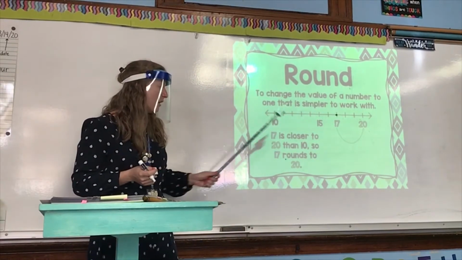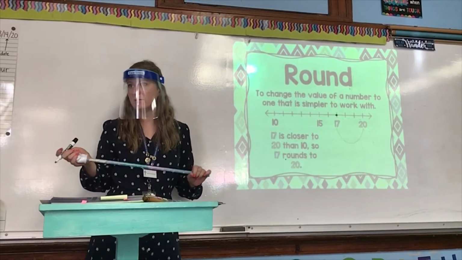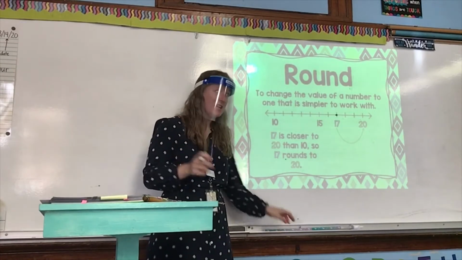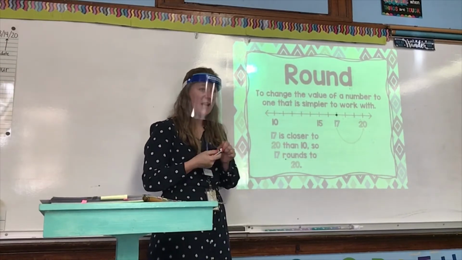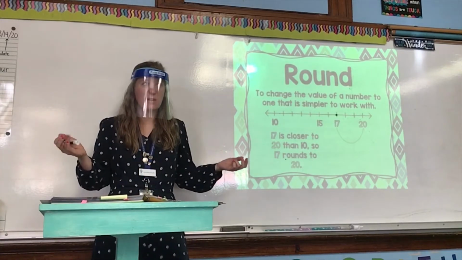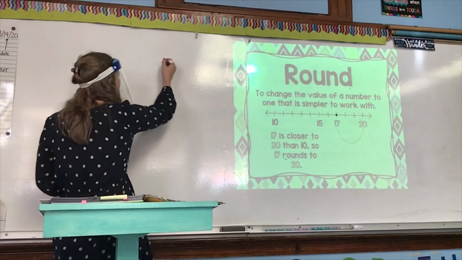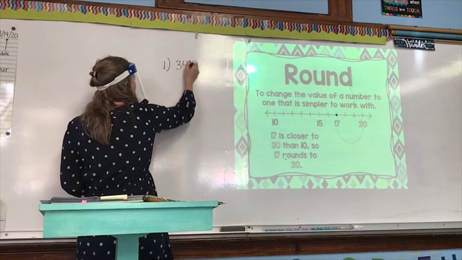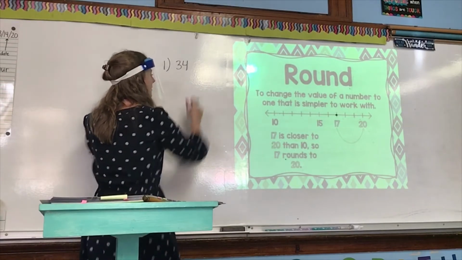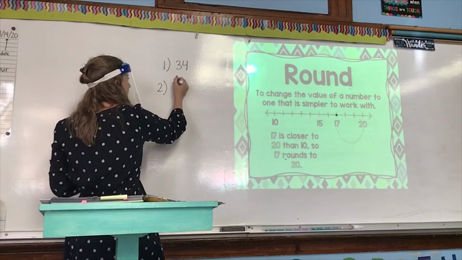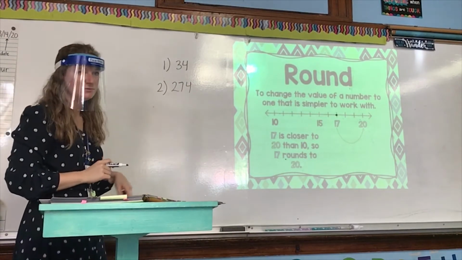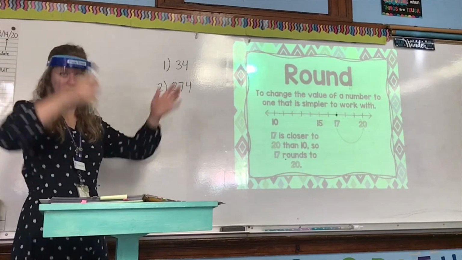Heads up. But are we always going to have a number line when we round? Class? No. And yes, you could draw a number line, but how long would it take you to draw a number line for every single problem? A lot of times you won't be able to use the same number line. Because what if number 1 says round 34 to the nearest 10? Then all you have to do is 30 and 40 and everything in between. But then number 2 says round 274 to the nearest 10 or to the nearest 100. Then you have to have 100 little pieces.